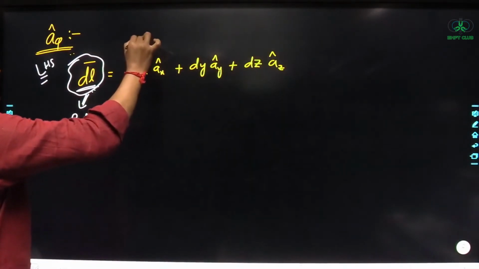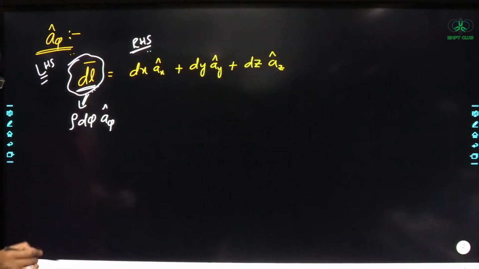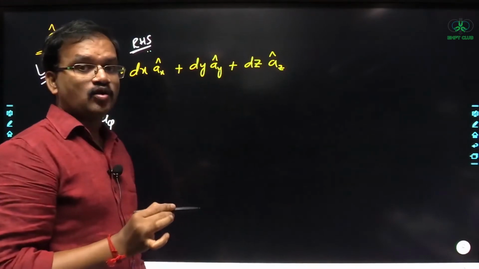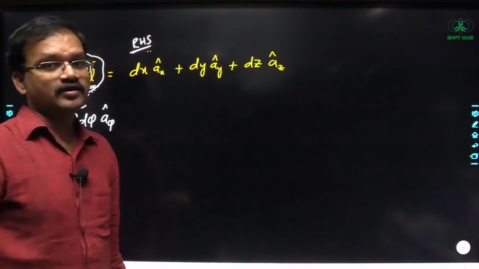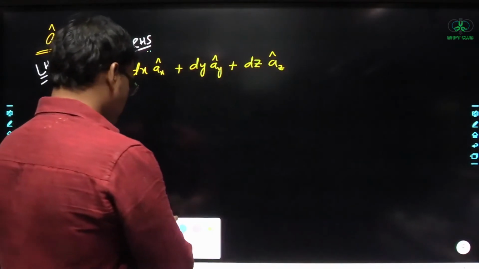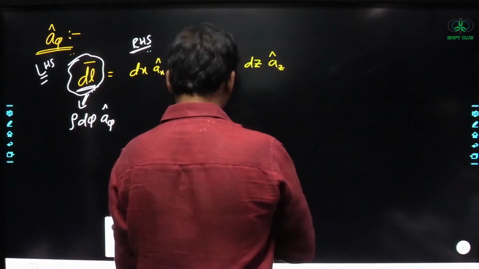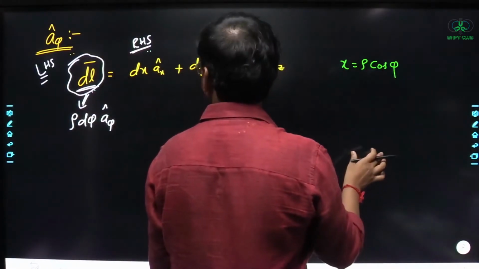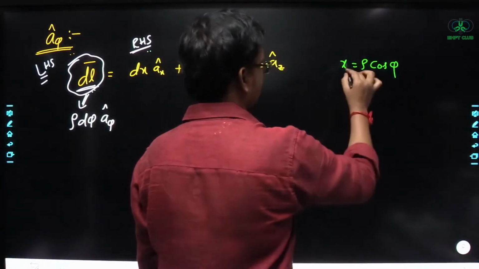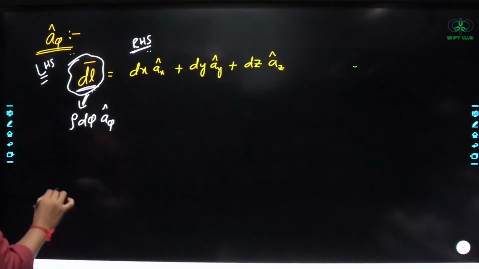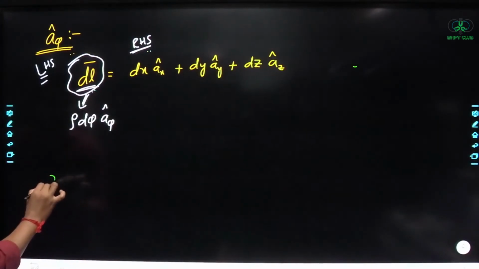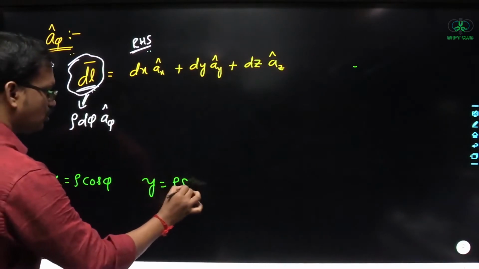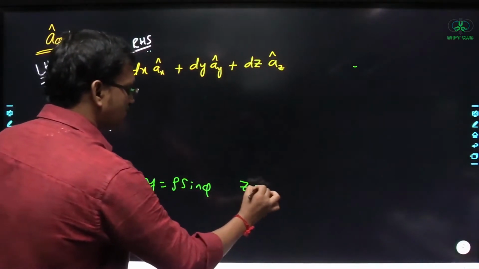So on the RHS side also we try to determine dx by varying only phi, dy by varying only phi, and dz by varying only phi. So how can we determine that? We know the relation: x is equal to rho cos phi, y is equal to rho sin phi, and z is the same as z.